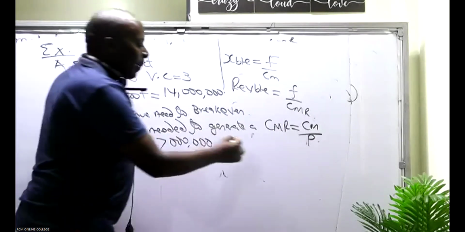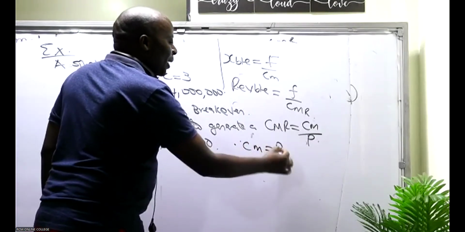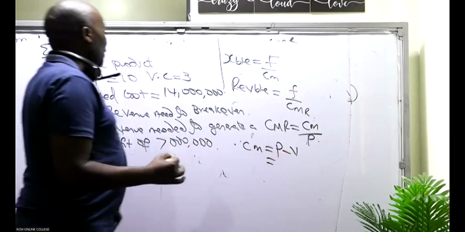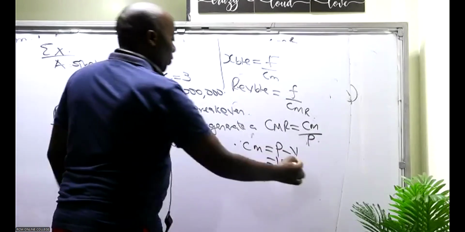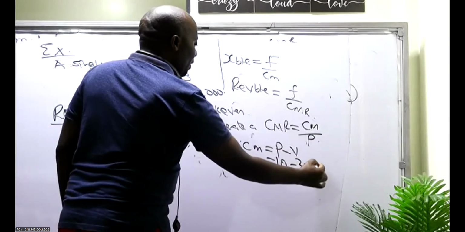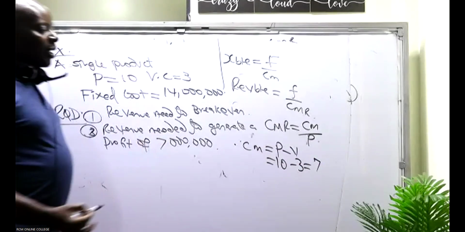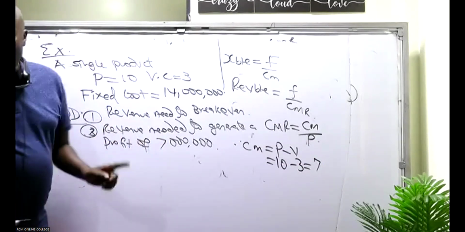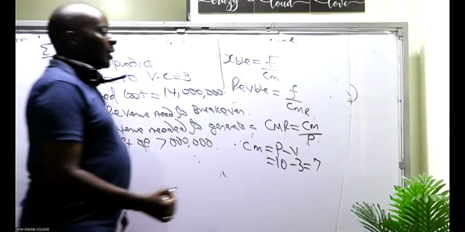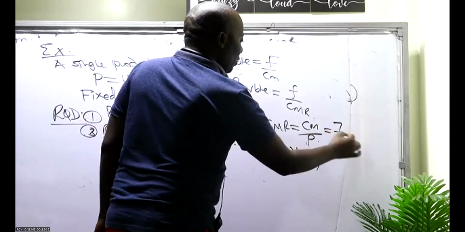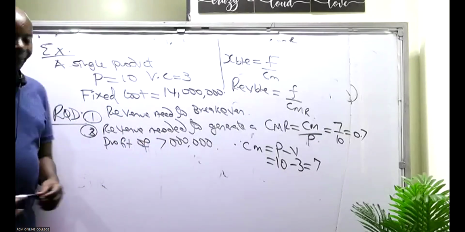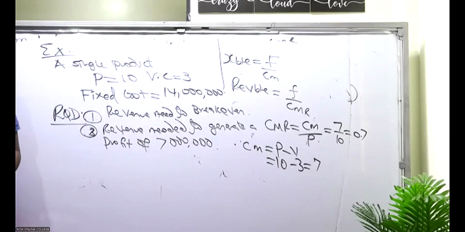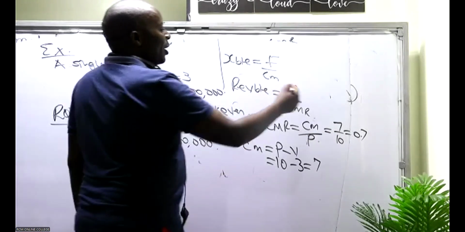And what is our CM? Our CM is price minus variable cost. So our selling price here is 10, minus variable cost of 3. 10 minus 3 gives me 7. Once I get CM, I will easily get CMR. So my CMR will be 7 over 10, which gives 0.7. So CMR is 0.7. And once I get that, I will be able to give you revenue break even.